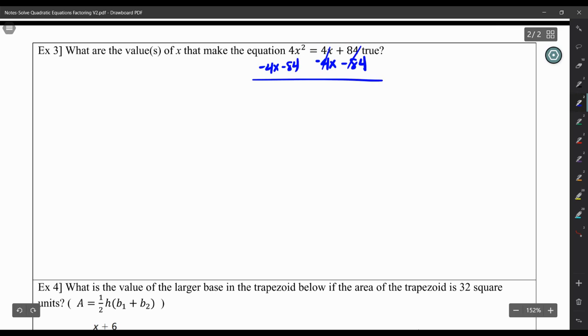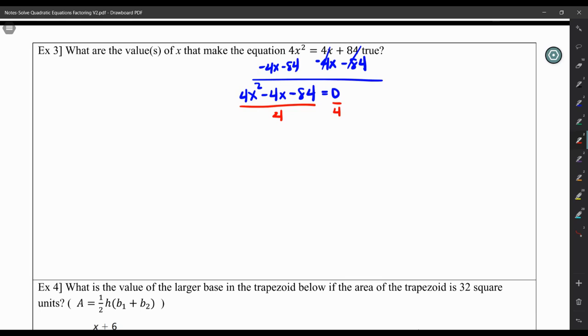Now, there are no like terms on the left, so we're going to end up with 4x squared minus 4x minus 84 equaling 0. Before you start your table, before you start the a times c, take a look and see if you can maybe divide something out of here. So 4, 84, and 0. I can divide all of these by a 4. And whatever you do on the left, you need to do on the right.